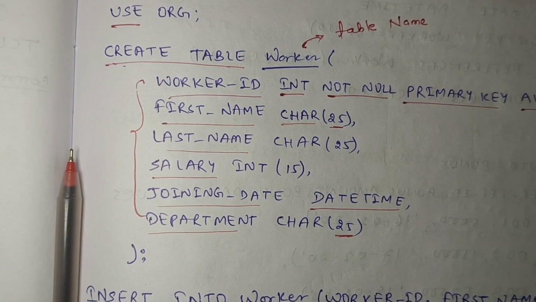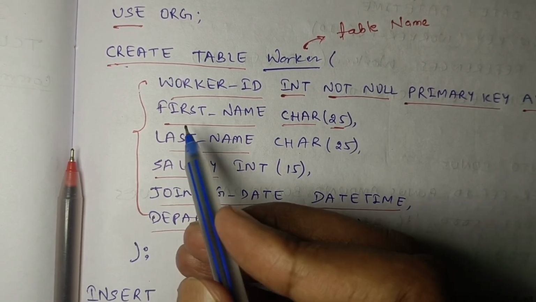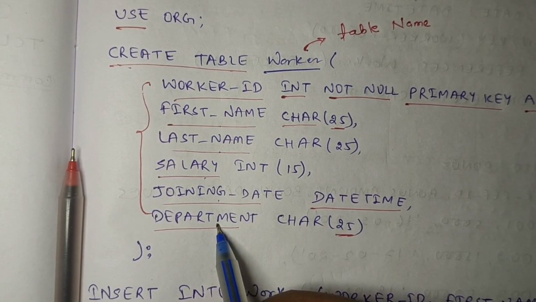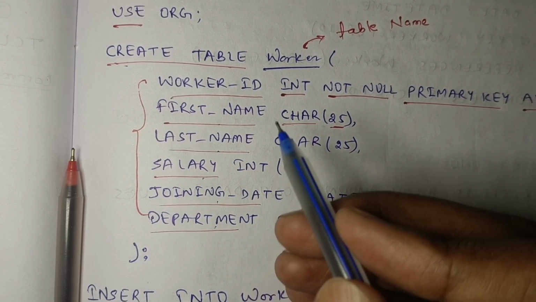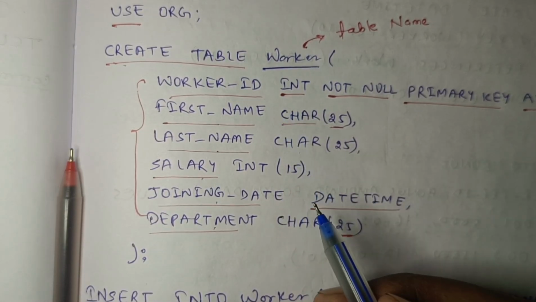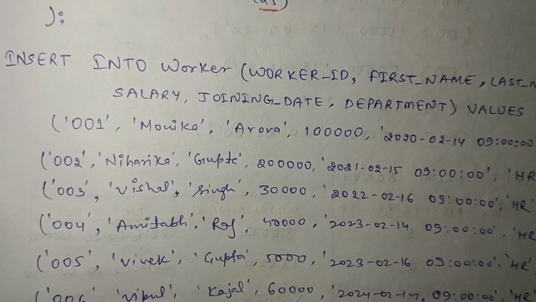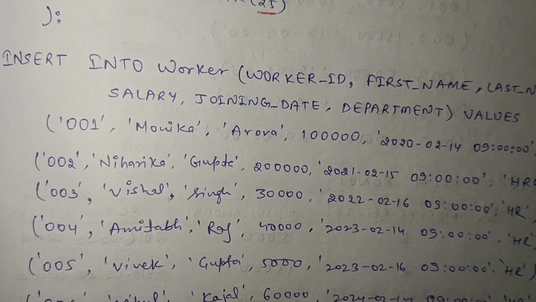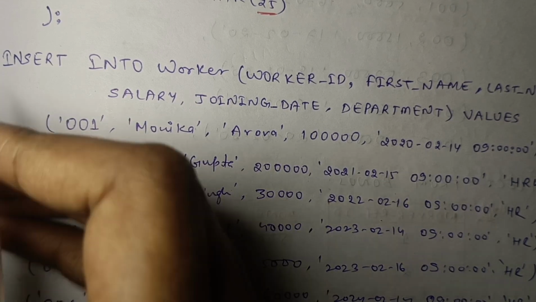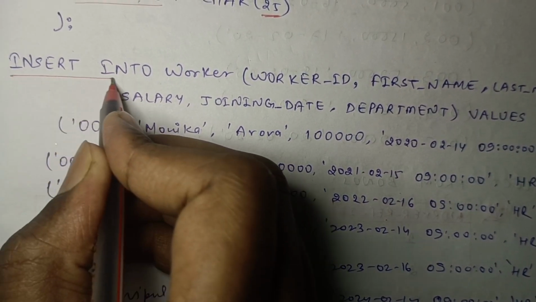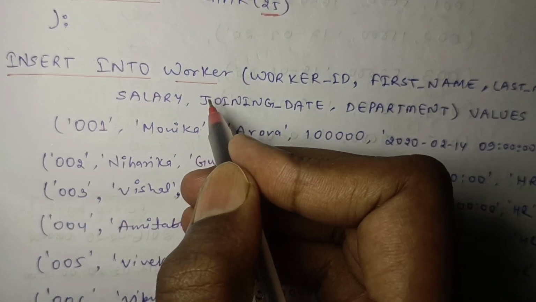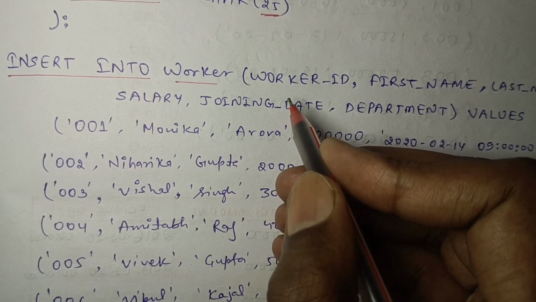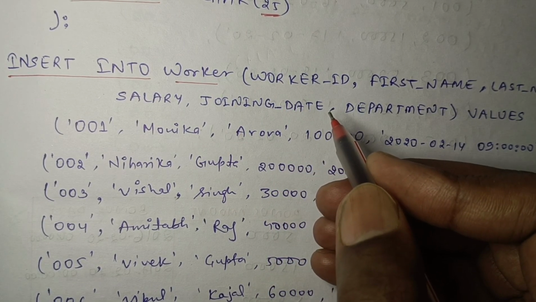So previously we have created a table named worker, which contains some columns like worker ID, first name, last name, salary, joining date, and the department. Now we want to insert the values in this table named worker. So let's see how we insert the values in that. So we use the command insert into to insert the values in a table. So here in this example we are using insert into to insert the values in the table named worker, which we created previously. So we specify the column names on which we want to store the values.